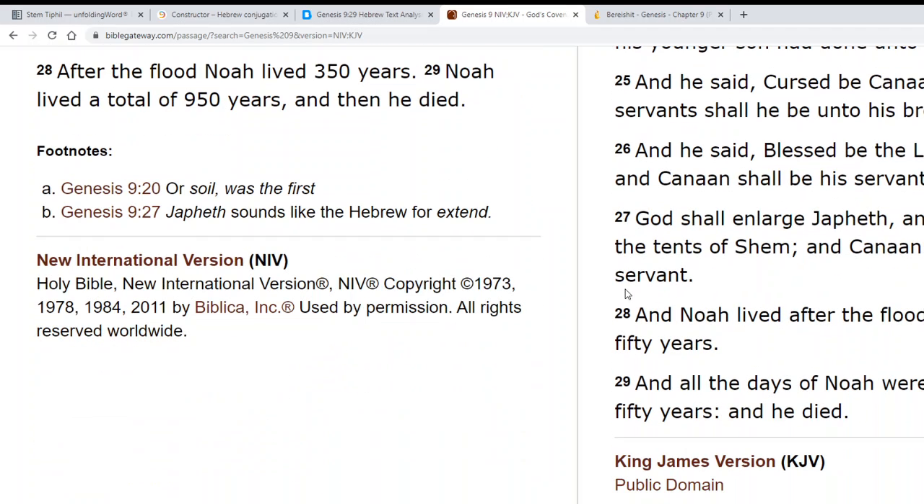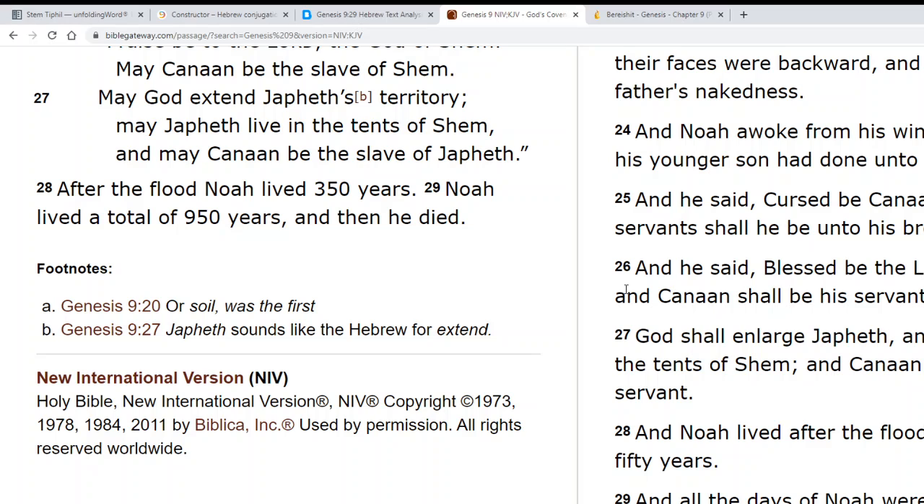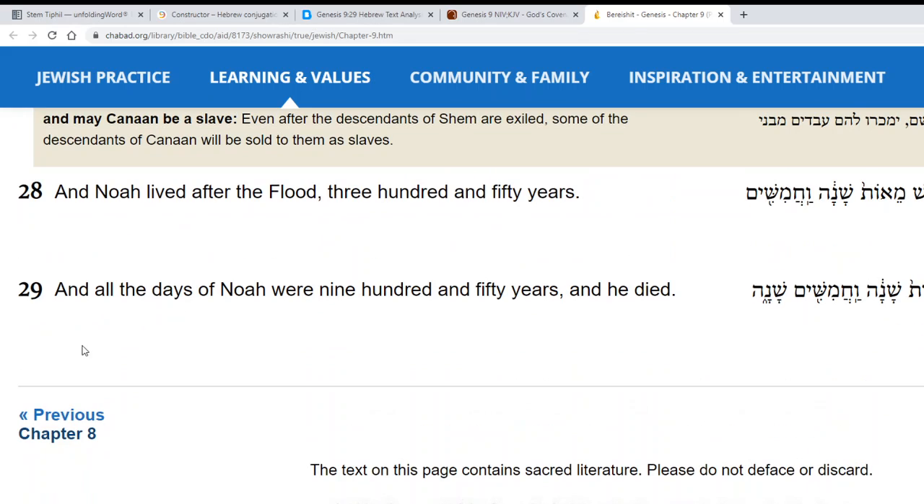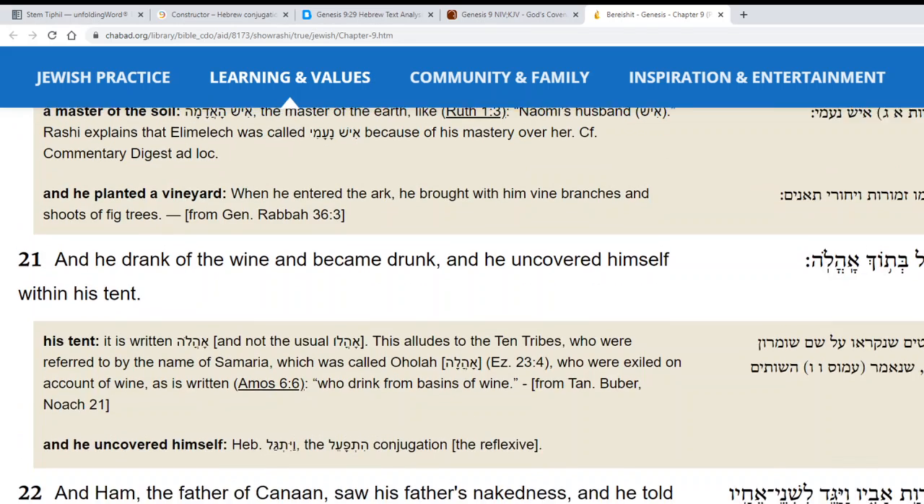Okay. King James, and all the days of Noah were 950 years, and he died. Okay. NIV, Noah lived a total of 950 years, and then he died. Okay. And Chabad, and all the days of Noah were 950 years, and he died. I guess they didn't say anything about it either. I'll be honest with you, I would probably translate it, and all the days of Noah were 900 years and 50 years, and he died. Because it does mention years twice, which makes me think. I usually translate things more literally.